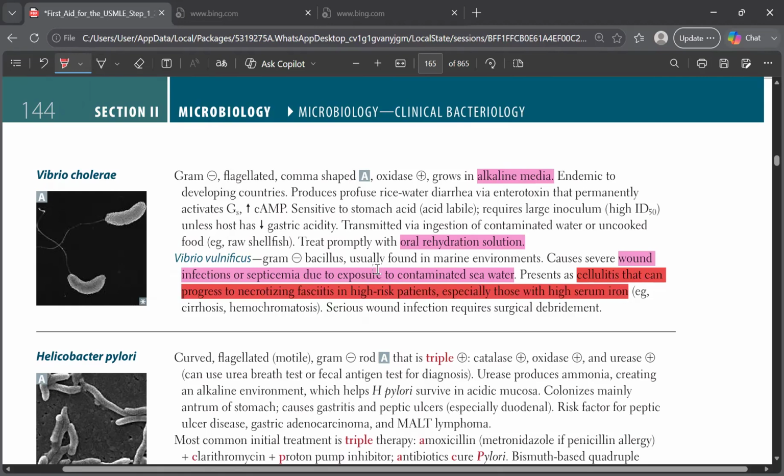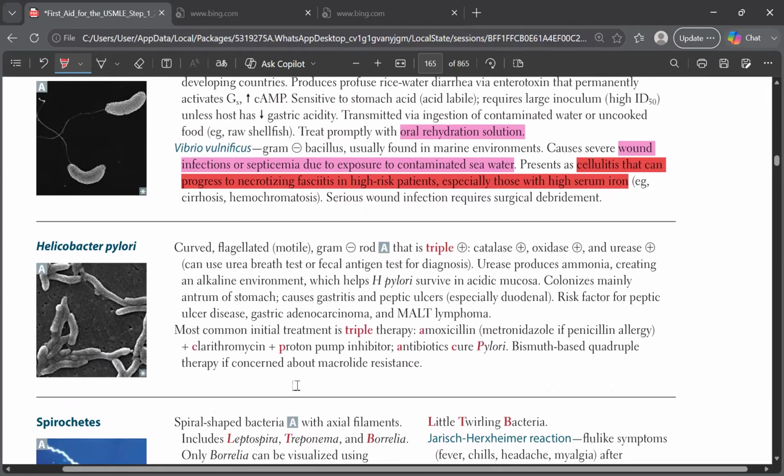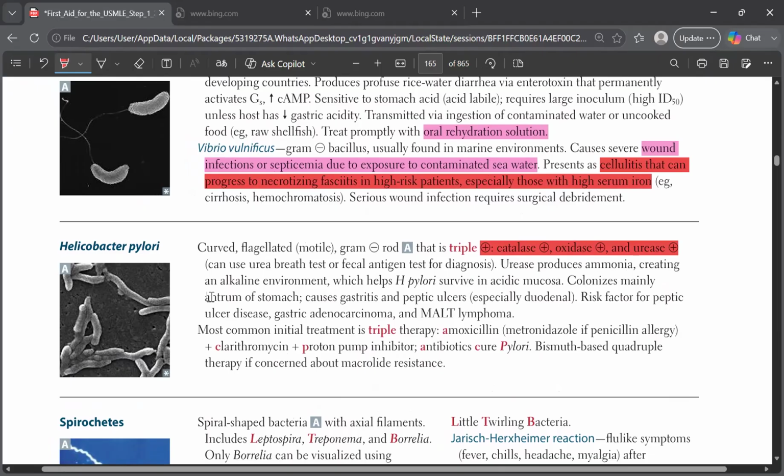Then we have Helicobacter pylori that is a curved, flagellated, motile, gram-negative rod that is triple positive. It is catalase positive, oxidase positive, and urease positive. It can be diagnosed by urea breath test or fecal antigen test. Urease produces ammonia, creating an alkaline environment, which helps H. pylori survive in acidic mucosa. It colonizes mainly the antrum of stomach, causes gastritis and peptic ulcers. Risk factor for peptic ulcer disease, gastric adenocarcinoma, and MALT lymphoma.